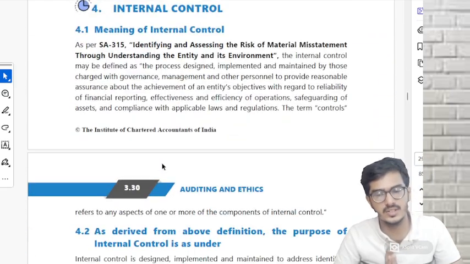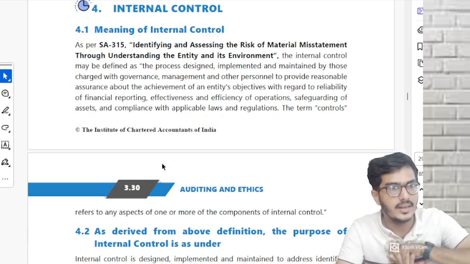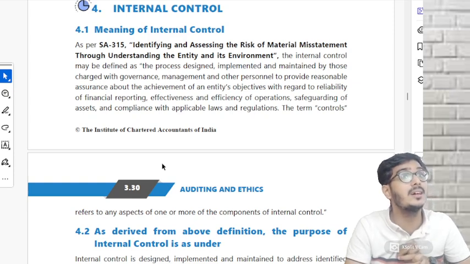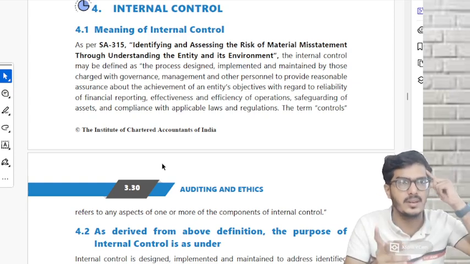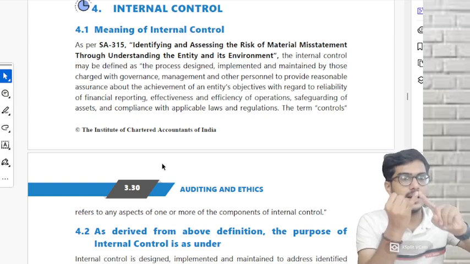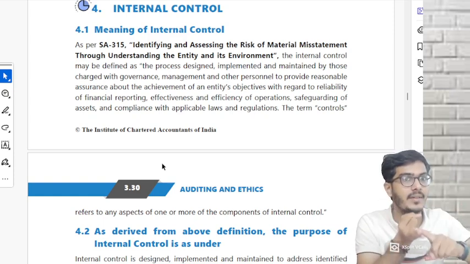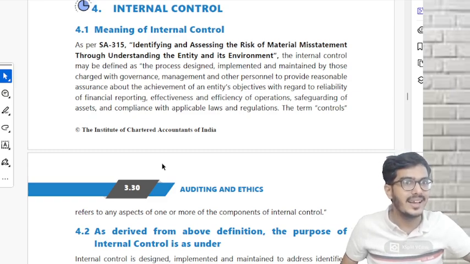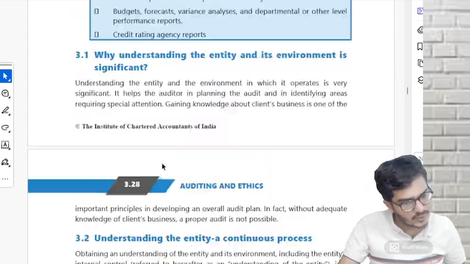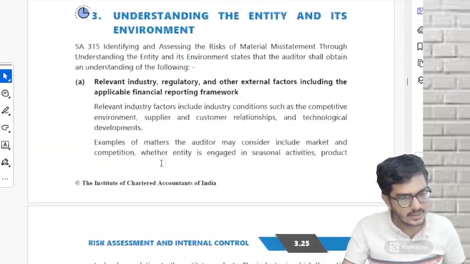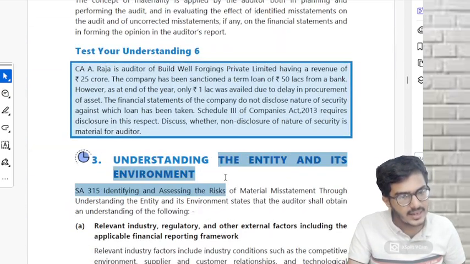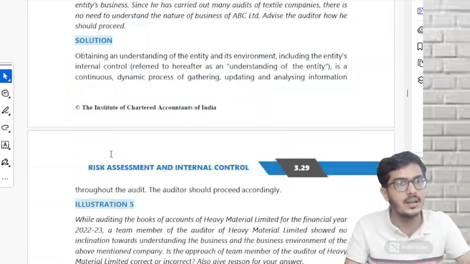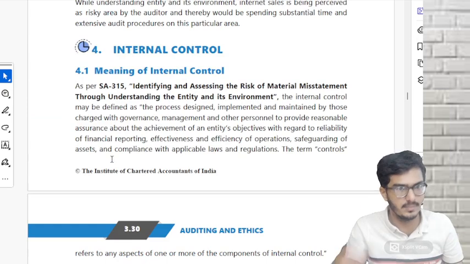Then comes the heart of this chapter, SA 315. But what in SA 315? We are going to talk purely about the internal controls. If you remember, SA 315 was understanding the entity, environment, internal control. Just now what we did, that ABCD, was understanding the entity and environment. Now we're going to jump to understanding the internal controls. Understood the breakup of the chapter?